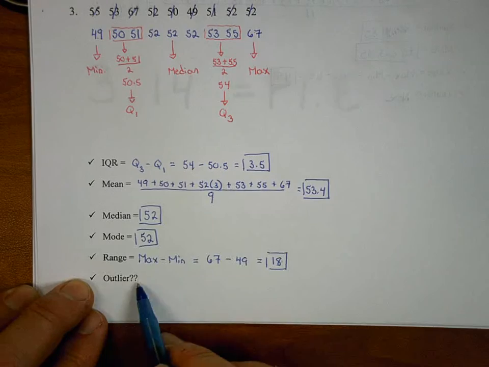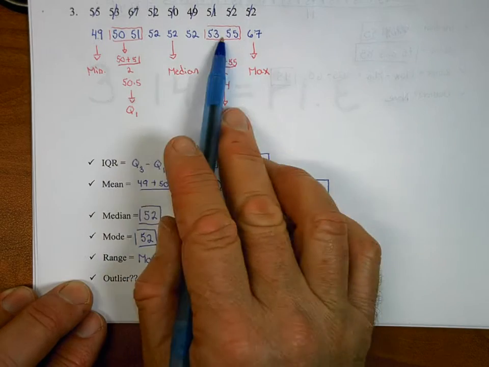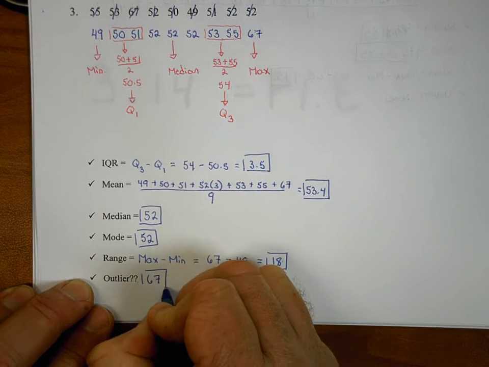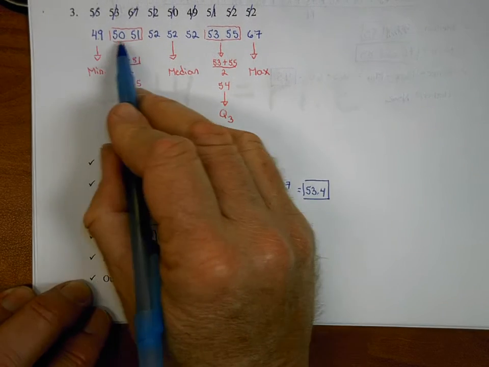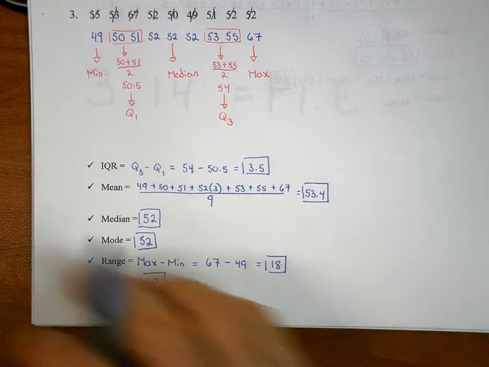And then my outlier: is there any number that looks out of place? I would say, in this case, 67 would appear to be an outlier. Everything else is pretty darn close to each other except for that 67. Okay, so there we go.